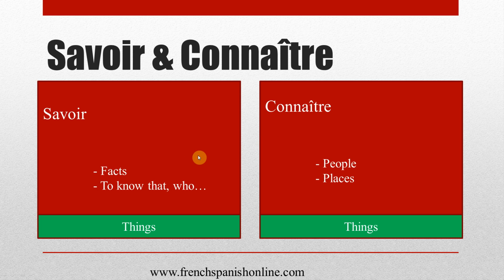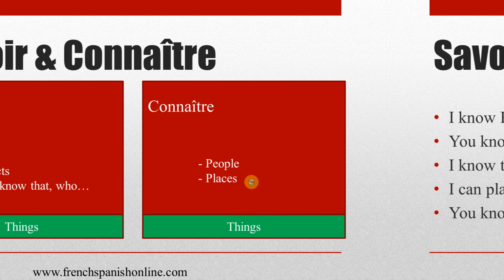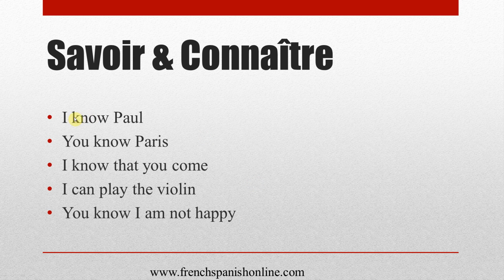So let's see again the differences between the two verbs. Savoir is for facts and expressions like to know that, who, so followed by a clause, and you remember that it's a question of learning here, studying, and connaître is for people and places. Both verbs are also for things, but let's see first some examples with what we know. I know Paul. So let's see our rules.